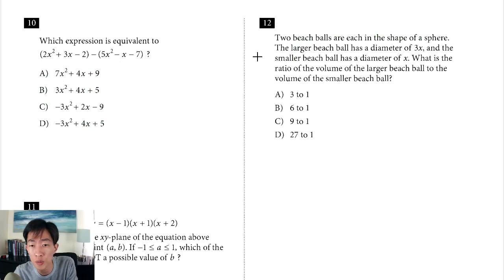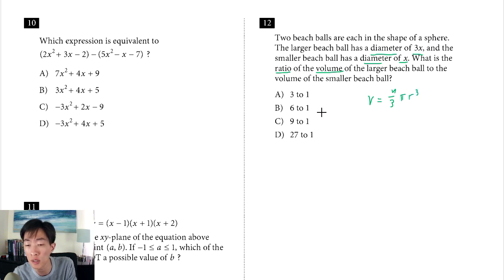Question 12. Two beach balls are each in the shape of a sphere. The larger beach ball has a diameter of 3x, and the smaller beach ball has a diameter of x. What is the ratio of the volume of the larger beach ball to the volume of the smaller beach ball? So this is a relatively straightforward problem. You need to have memorized that the volume of a sphere is 4/3 pi r cubed.